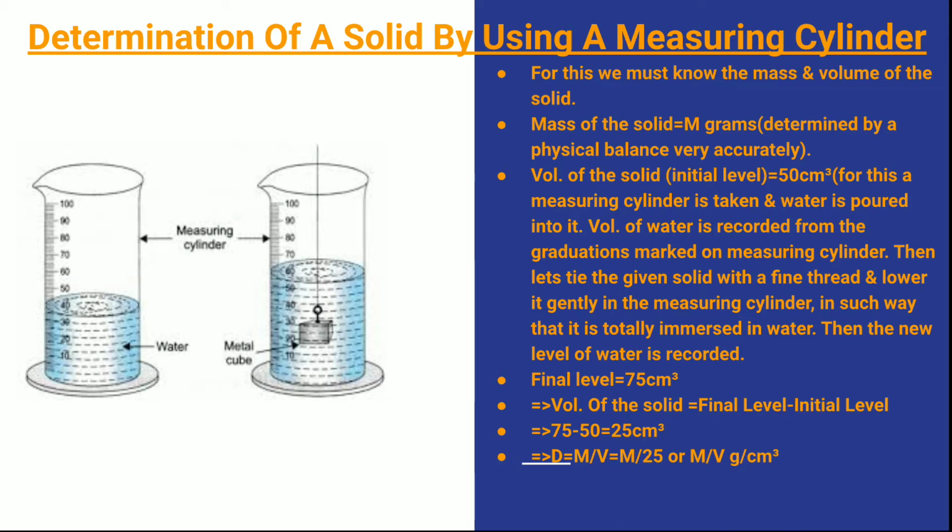That is final level minus initial level, that is 75 minus 50 in this case, which is equal to 25 centimeter cube. Now the mass of the solid is m grams and the volume is 25 centimeter cube, or you can say V centimeter cube. So the density will be m by V. That will be the density of the solid by using a measuring cylinder.